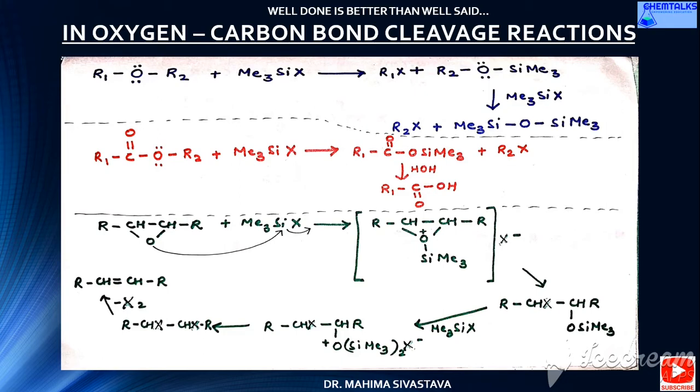So ethers, on a reaction with trimethylsilyl halide, finally get converted into alkyl halides and trimethylsilyl ethers. This reaction actually takes place via a two-step mechanism, whereby in the first step, one alkyl group gets converted into alkyl halide, and in the second step, the second alkyl group forms alkyl halide along with finally forming trimethylsilyl ethers.